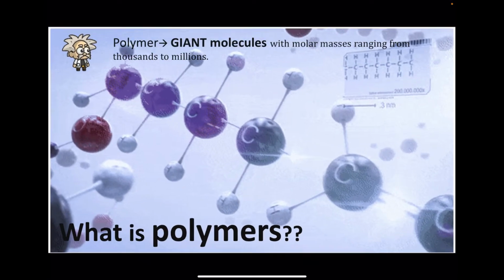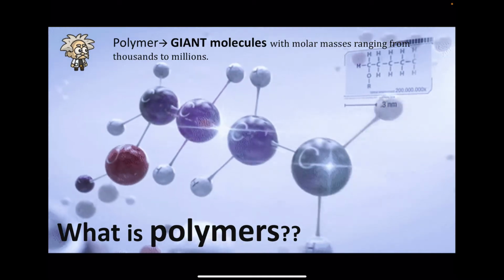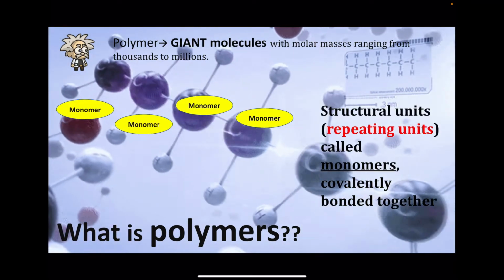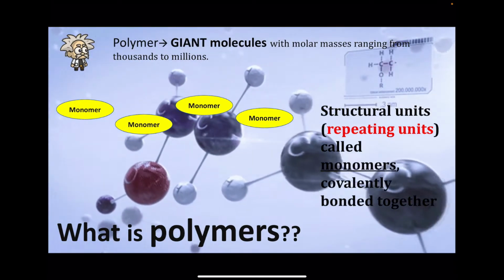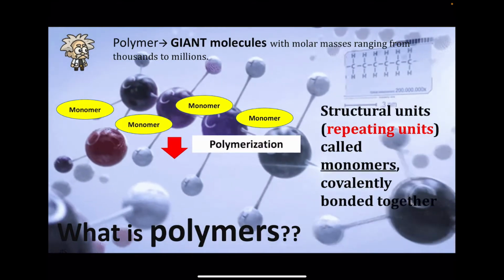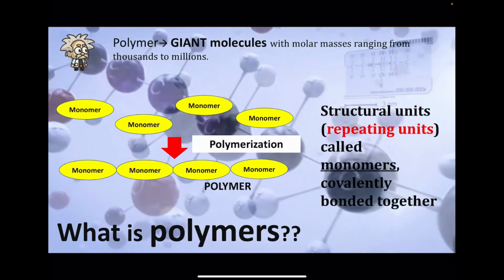Scientifically said, a polymer is a giant molecule with molar masses ranging from thousands to millions. Polymers form when the structural units, known as repeating units, called monomers, are covalently bonded together. In other words, many monomers will polymerize to form the polymer.